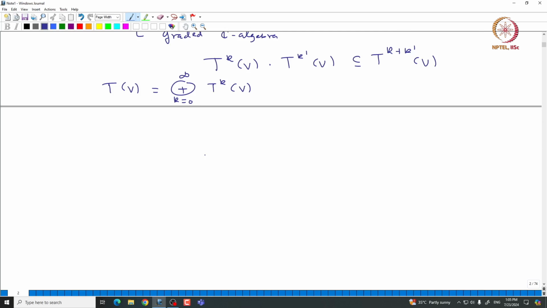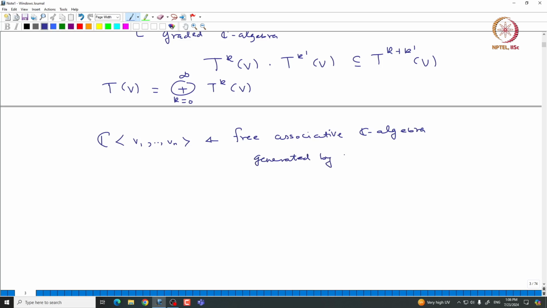Okay. So, one can define something called the free associative algebra generated by the variables V1 etc. Vn. Okay. So, let us call this C angle bracket V1 etc. Vn. So, what is this? This is the free associative C algebra generated by the variables V1 etc. Vn. Okay. So, there is this universal construction, one can do this.